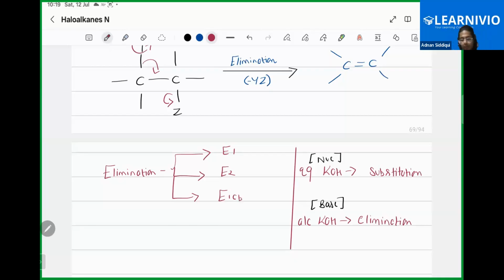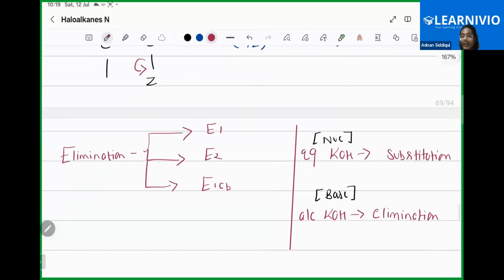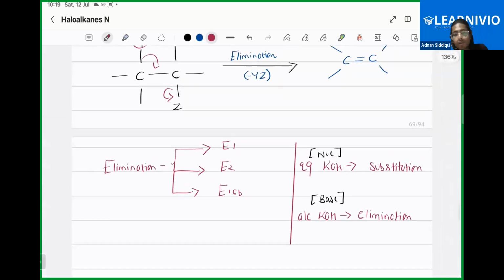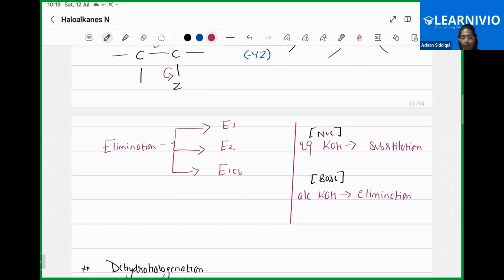Just a note, if you are seeing aqueous KOH written anywhere, then you have to assume it as a nucleophile and it will cause substitution. But if you are seeing alcoholic KOH, then it is going to act as a base and will lead to elimination, right? In your NCERT, they have a specific question: why aqueous KOH is nucleophilic and alcoholic KOH is not. So we'll talk about that as well.